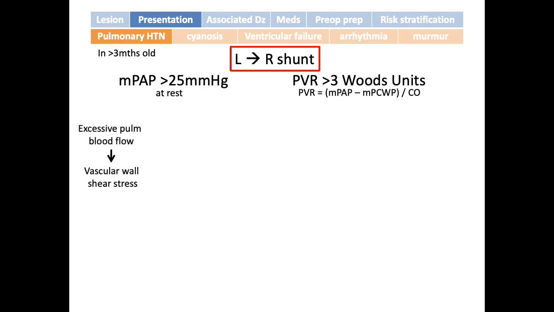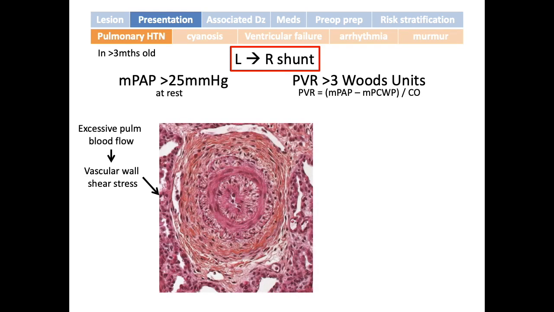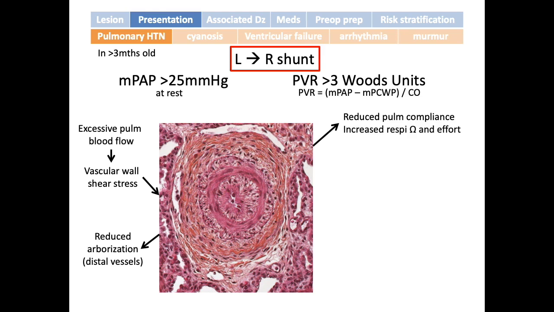Pathophysiologically, excessive pulmonary blood flow results in vascular wall shear stress, which then results in proliferation of the tunica intima, hypertrophy of the tunica media, and fibrosis of the adventitia. This reduces arborization, which causes pruning of pulmonary distal vessels, reduction of pulmonary compliance, and increased respiratory resistance and work of breathing. It impacts the cardiovascular system by causing right ventricular hypertrophy and Eisenmenger's, which is defined by mean pulmonary arterial pressure more than 50 mm mercury, or pulmonary vascular resistance of more than 10 Woods units.